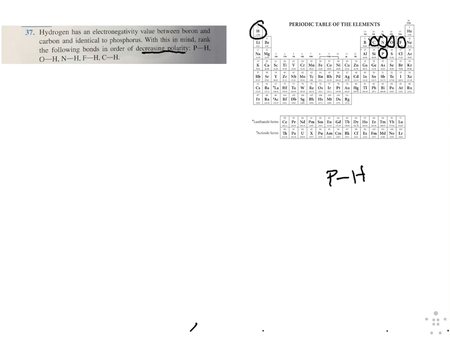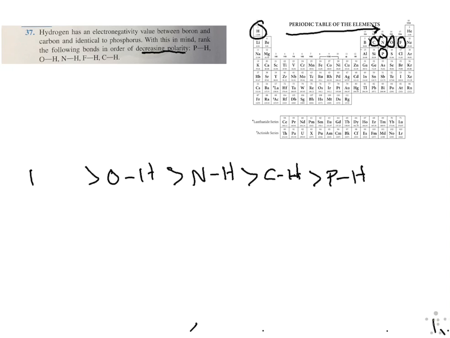Okay, and we're going decreasing polarity. So I'm going to start with that one actually and go up from there. So the next one I think is going to be the least difference. Remember, we have electronegativity increasing across the periodic table. So I think C and H are going to be next, followed by N and H, then O and H, and then lastly, the most polar bond would be the biggest difference in electronegativity, and that would be between F and H.